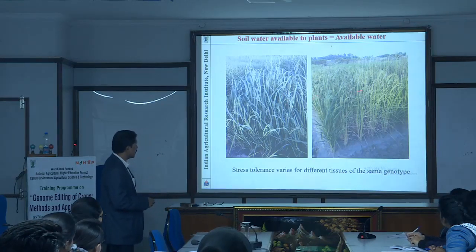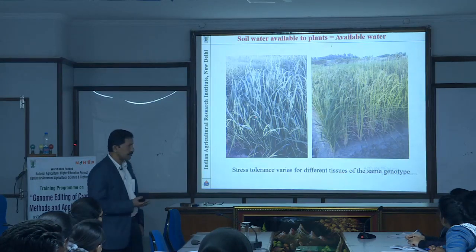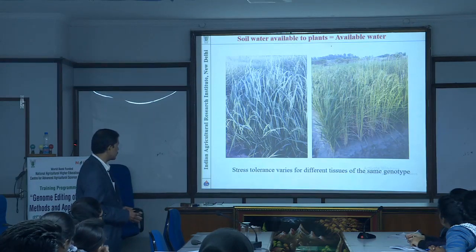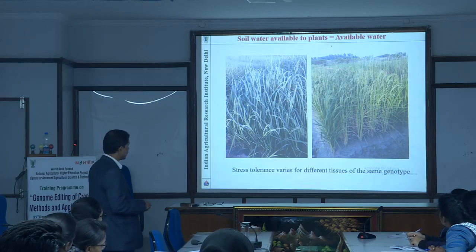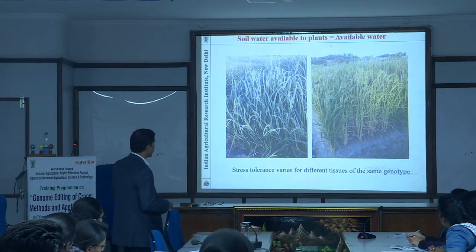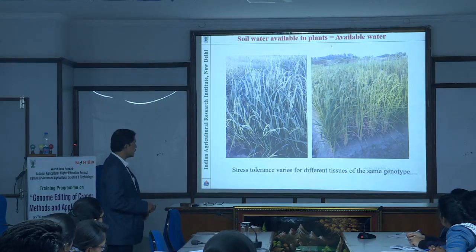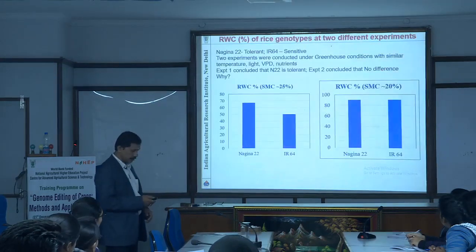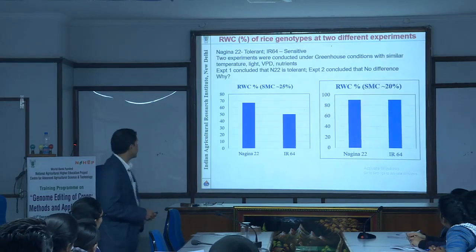So when you analyze tolerance, you have to analyze it stage-wise. That is, some genotypes may be tolerant at the seedling stage, or some genotypes may have tolerance at the vegetative stage, but for the reproductive stage, they may or may not be tolerant. So you have to identify genes that work at different tissue levels and different growth stage levels, so that you will have genes that are useful for genome editing.